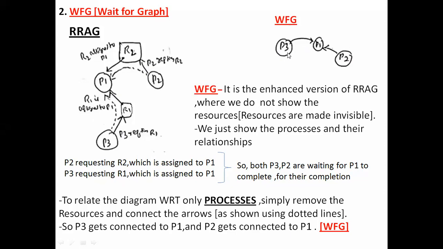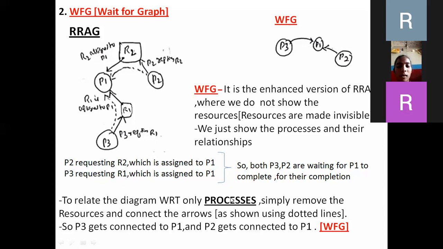where these two processes, P3 and P2, are waiting for the process P1 to complete. To relate the diagram with respect to only processes, what we do is simply remove the resources and connect the arrow marks as shown. And this will be called the wait-for graph, where we are not showing the resources. Instead, we only represent the processes along with their relationships.